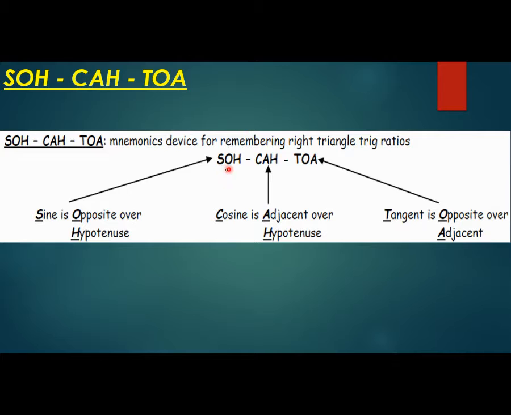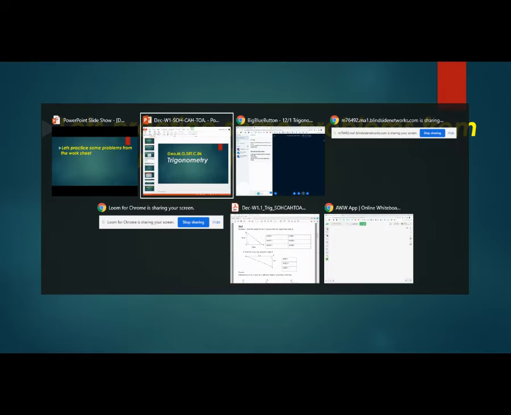So what does SOH mean? S stands for sine, is equal to opposite over hypotenuse. Notice that the first letters are taken. CAH, that is cosine, is equal to adjacent over hypotenuse. TOA, tangent, equals opposite over adjacent. So let's practice some problems.